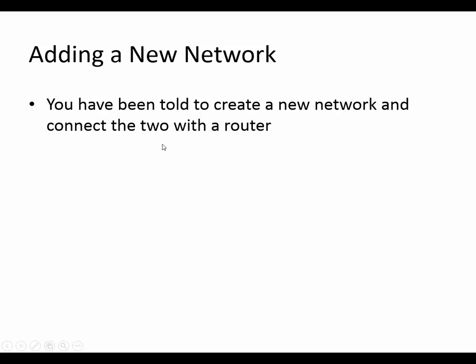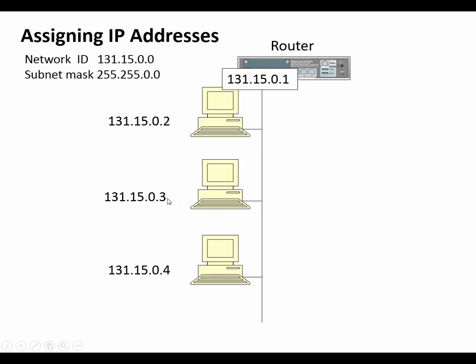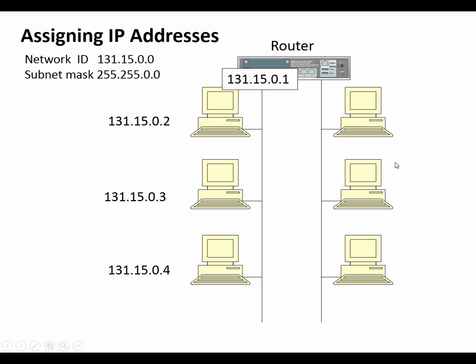Then you are told to install another network and to connect the two networks with a router. So you go to your existing network and you connect a second network to it. Now the question is, what network ID should you assign to all the computers in that network? Should you make them 131.15? Well, you can't do that because that's already been assigned to another network segment.